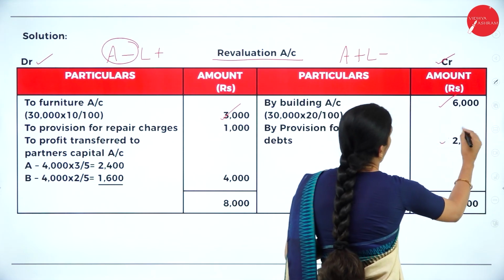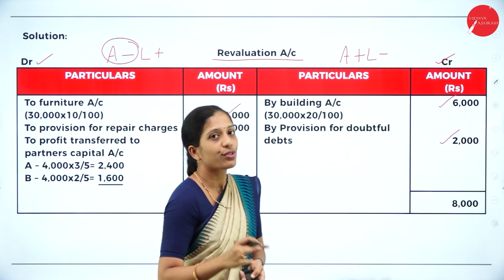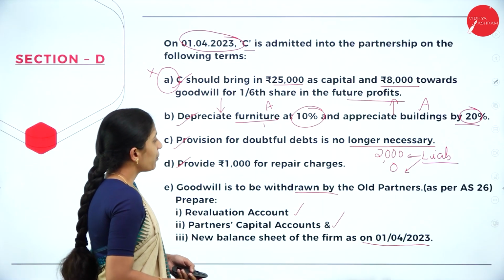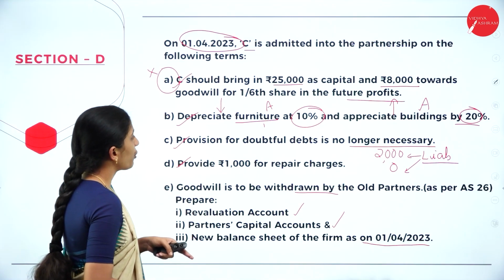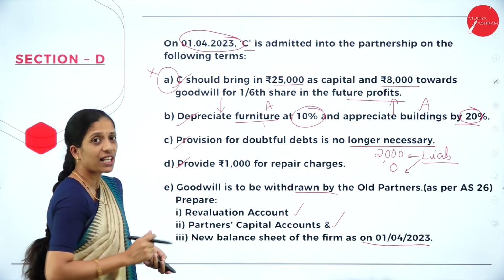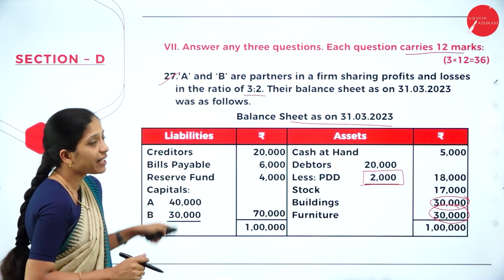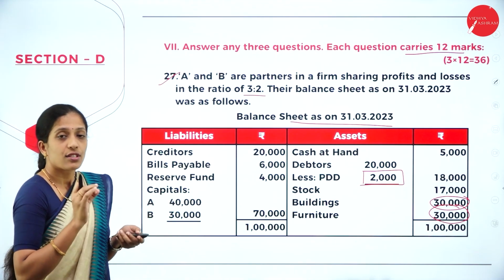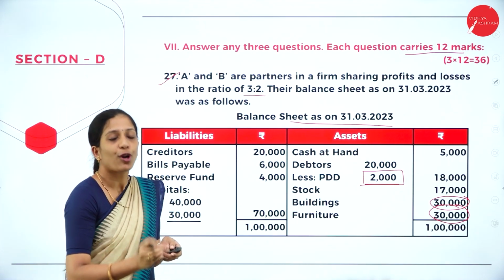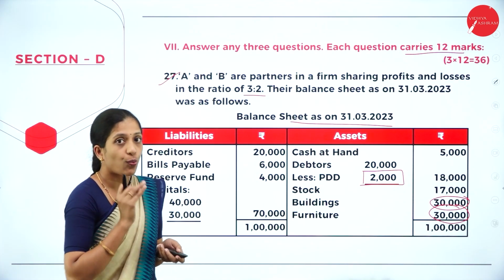2,000. To what extent it has decreased? 2,000 it has decreased. Now, next one, provide 1,000 for repair charges. Now, if you see the balance sheet here, they have not given the repair charges anywhere. Now they are telling that provide a provision for repair charges. So what do you mean by that?